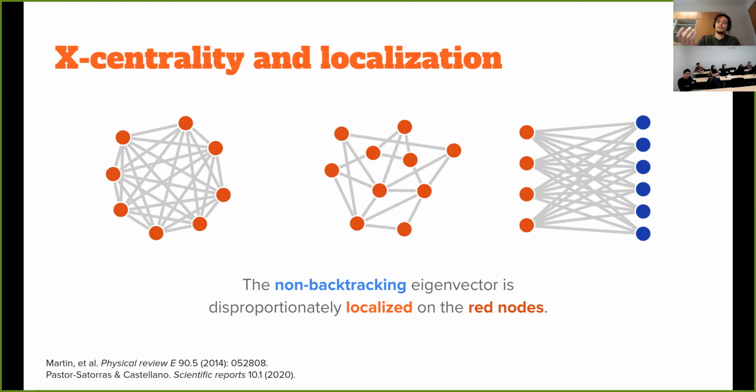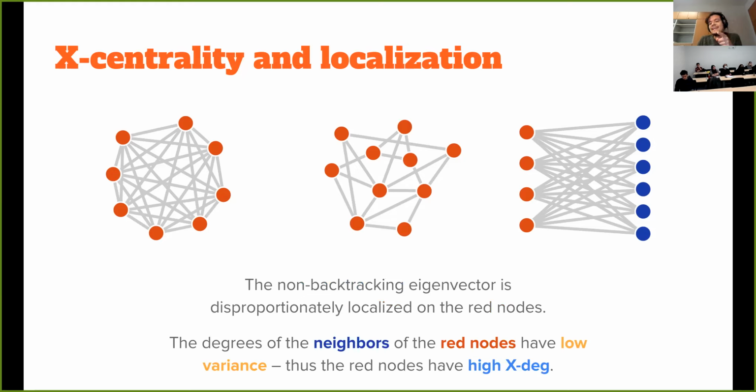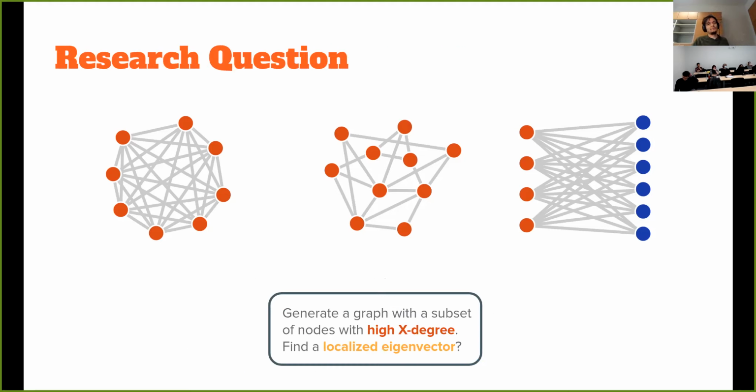And what I had observed at the time of publishing this paper is that if you look at all of the red nodes, which are the nodes on which the non-backtracking matrix is localizing, their neighbors have degrees that are very similar, therefore low variance, therefore they have large X degree. So the nodes on which the eigenvector is localizing seem to have large X degree centrality. So I left the question open. When I published the paper, I left the question open: is there a way of relating X degree with eigenvector localization, and what does that mean, and how do we do this?